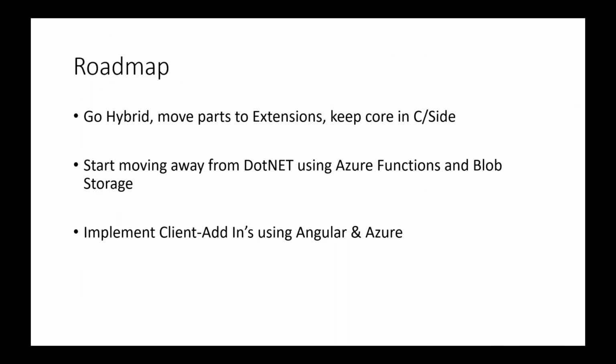So our roadmap is to go hybrid. We are currently hybrid. We have parts of our code in extensions, and we keep some of the core in C-side. Also, because of our licensing issue, we cannot move until we go to the real cloud where objects are free. We are starting to move away from .NET. We started to use Azure Functions and Blob storage. And I think it would be really cool to do another webinar on that. I don't have time to go into details. Azure Blob storage is amazing.